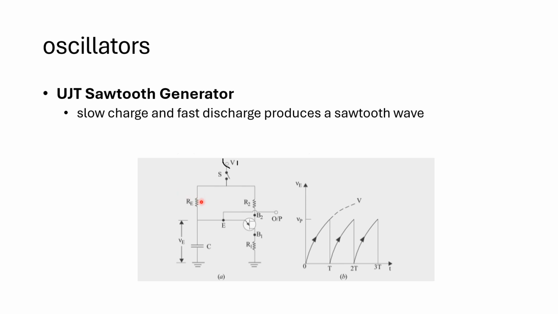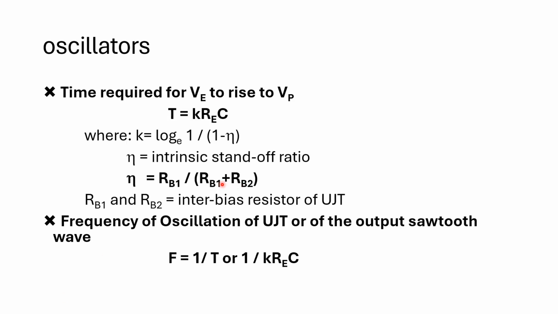So if RE is in terms of 10 kilo ohms or more, your R1 here is very small, in a range of 50 ohms or less. So the slow charge and fast discharge produces our sawtooth wave. So the time required for VE to rise to VP is equivalent to T = K RE C. So this is our time constant, R and E.